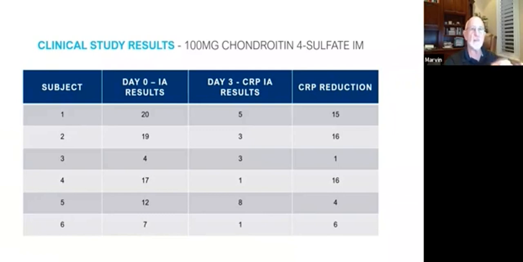C-reactive protein is one of these molecules that the body produces in response to inflammation. It could be in the heart, it could be in the liver, and it can be in the joint. So on day 3, compared to day 0, every one of those horses had a marked decrease in levels of CRP. And look at the last column, the amount of CRP reduction. Every horse, 100% response with injection IM of chondroitin sulfate.